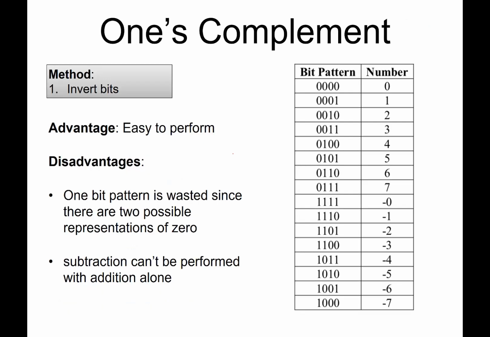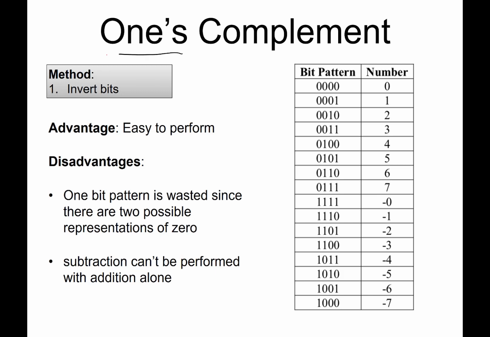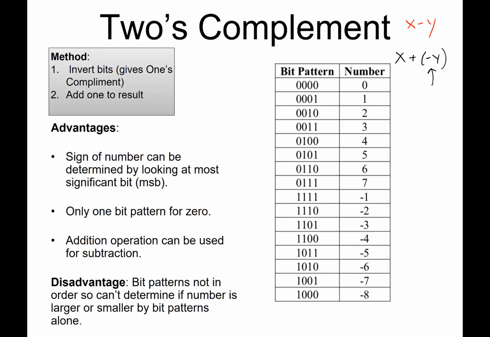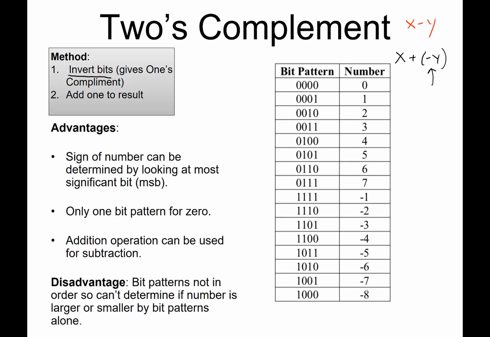So we've already talked about what's called the signed magnitude representation, and we talked about the ones complement, and now we want to talk about the twos complement. The twos complement is another way to represent negative binary numbers. The way that we put something into twos complement is, first of all, we invert the bits. Basically this gives ones complement, because with ones complement, all we do is invert the bits. But twos complement has one more step. Now we add 1 to the result.